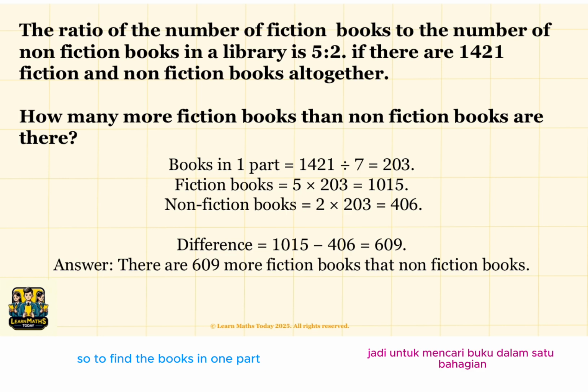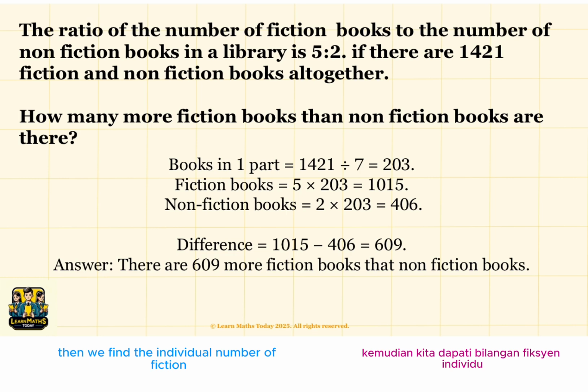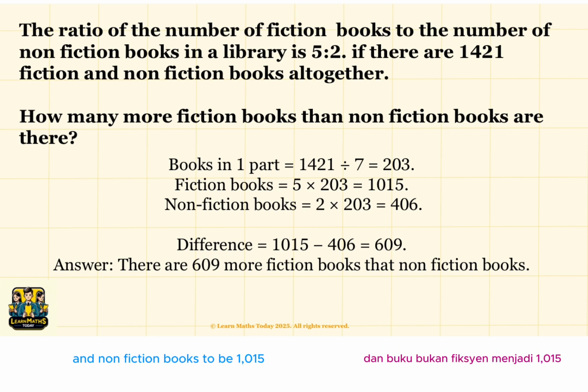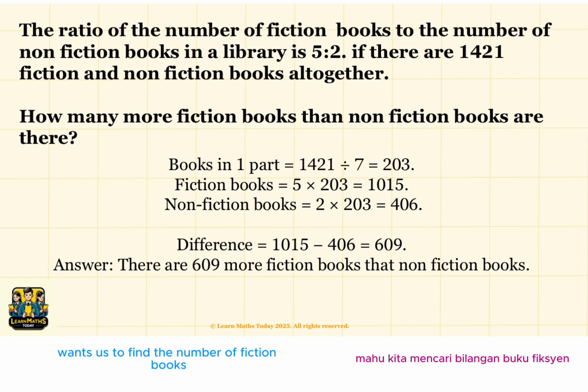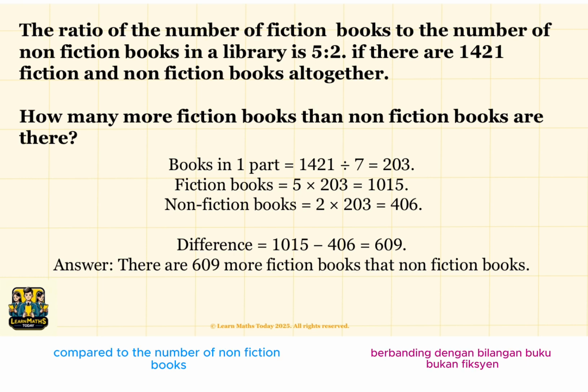So to find the books in one part, we do 1:1 divided by 7 to get 203. Then we find the individual number of fiction and non-fiction books to be 1015 and 406 respectively. The final answer wants us to find the number of fiction books compared to the number of non-fiction books.